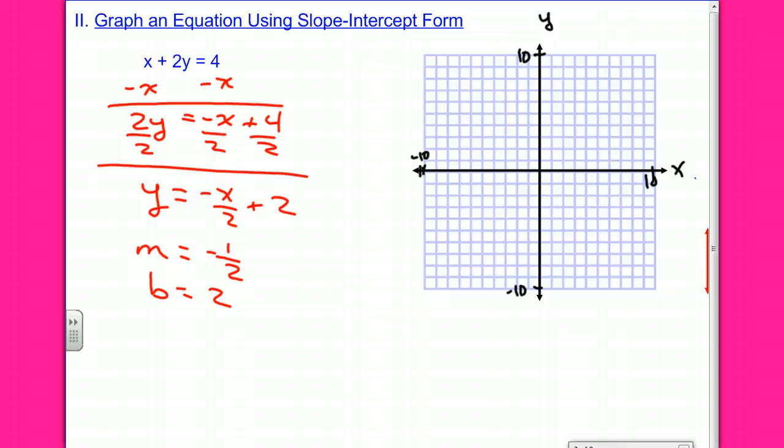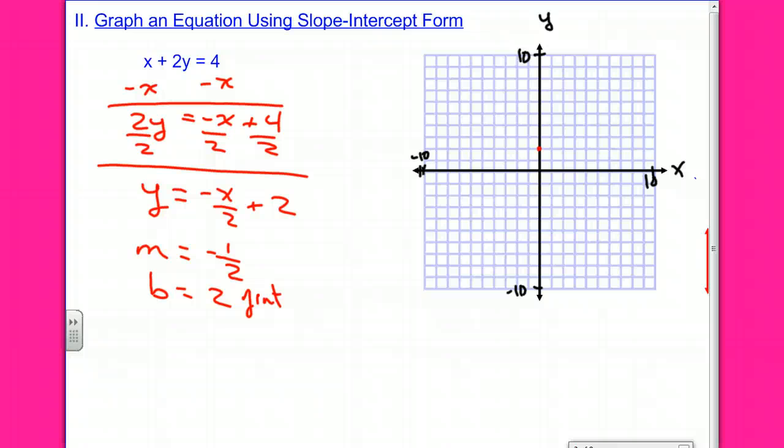This is enough to graph, isn't it? Do we have a point? Yes, we do. What point do we have? We have the y-intercept, right? So again, the y-intercept is a point on the y-axis. We just start at 0 and we go up 2. There it is. It's a point. And now we use that point as the starting point to find a second point. All we need are 2 points to graph a line.